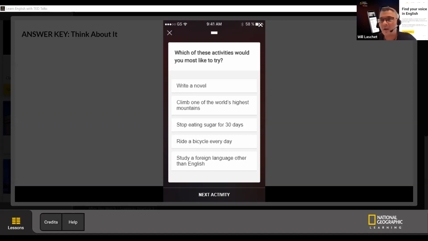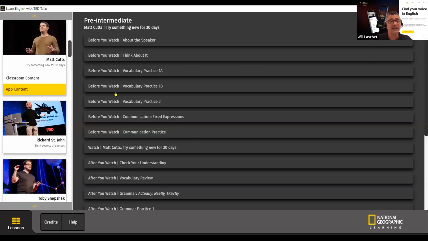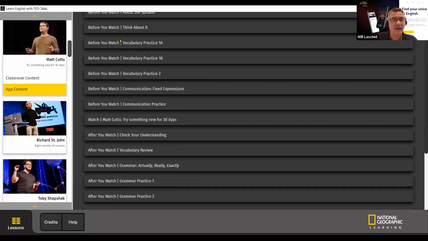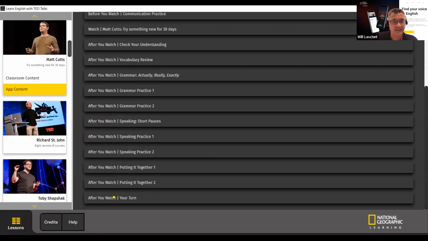Okay, so there are lots of things I could show you. This is actually the app content. You can see here that there are activities structured before you watch, then you can actually watch the TED Talk. And then after you watch the TED Talk, there are all these after you watch activities.